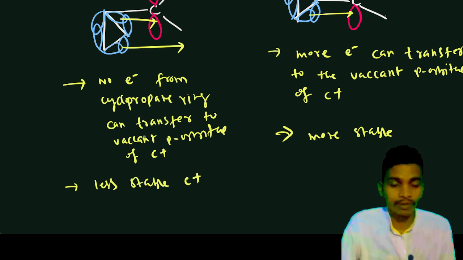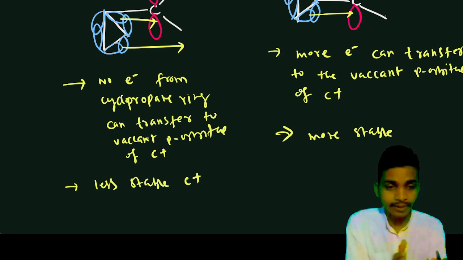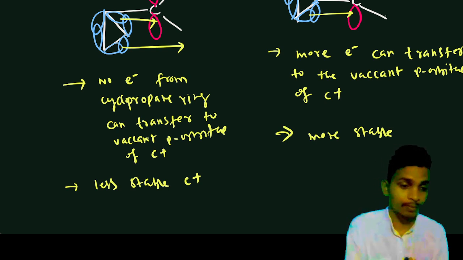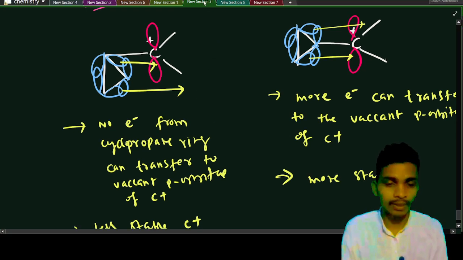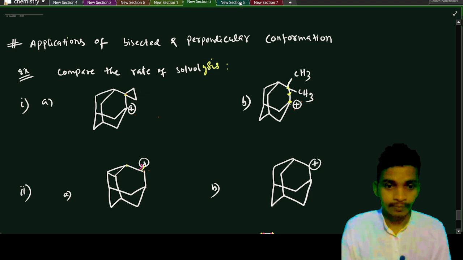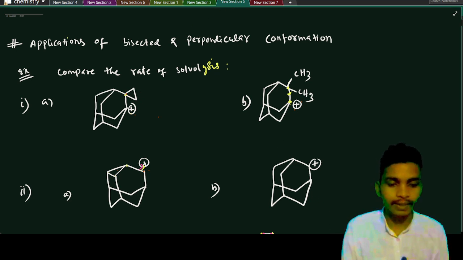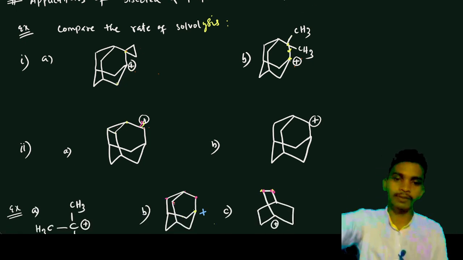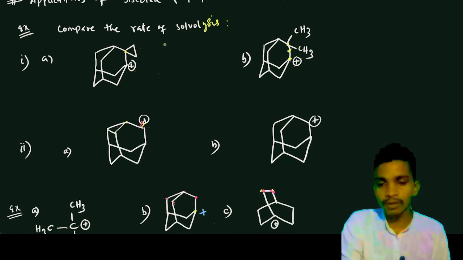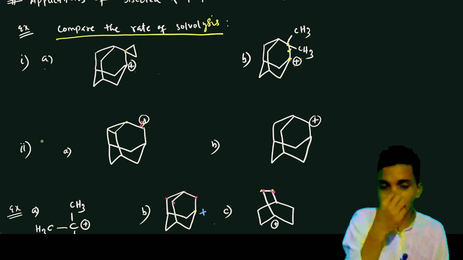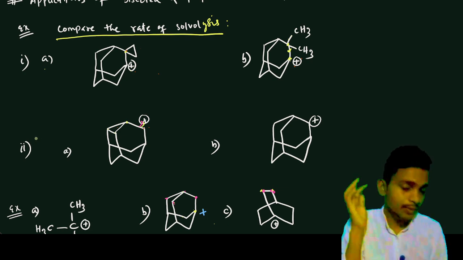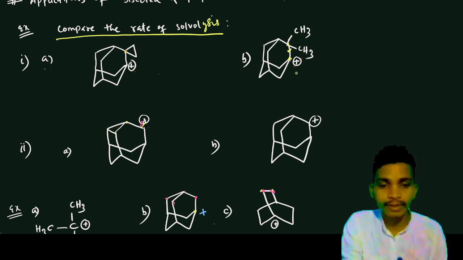So today what we are going to discuss are the applications related to these perpendicular or bisected conformations. So in today's class we will discuss the applications. Here we will see the applications of bisected and perpendicular conformations. Like how they ask the questions, they compare the rate of solvolysis. If A and B, in which case will the rate of solvolysis be high? The rate of solvolysis means which carbocation is more stable.